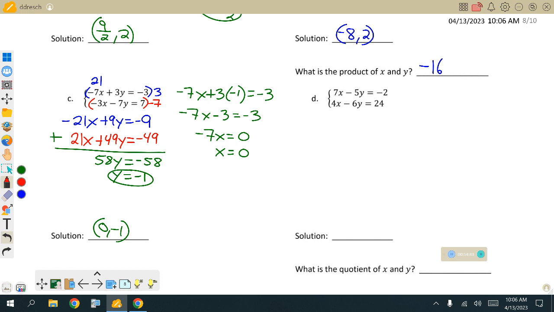Do I have opposites to start off with? Nope, who cares? All right, what do you want to do, x or y's? Y? Sure. All right, I heard y's. Cool. 5 and 6, 5 and 6.